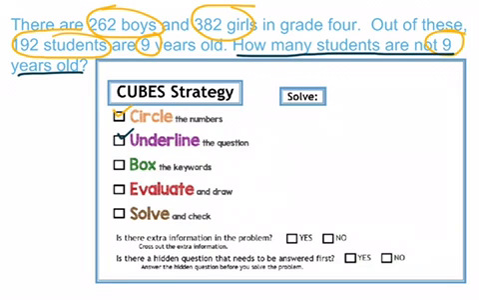Okay, now we're going to box the keywords. This one might be a little tricky, but I want you to find the words that would help you know what operation to do. I boxed how many are not.